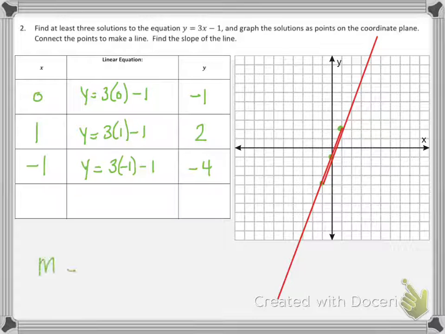Well, the slope is the change in y. That would be, I'd have to go up 3, so that's a 3. And then I would have to go to the right 1, so that's a 1, and that makes my slope equal to 3. Slope is 3.